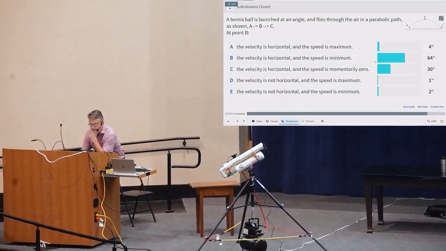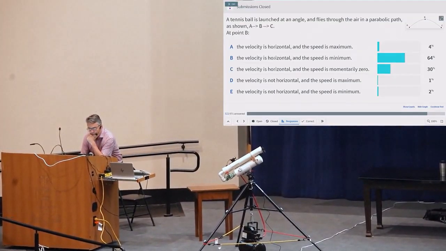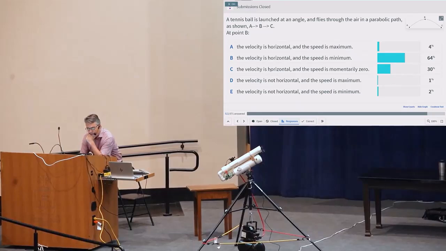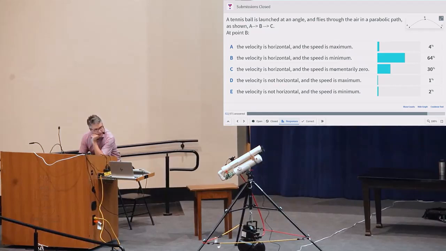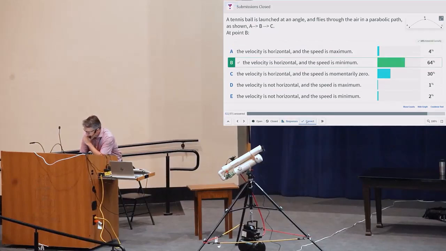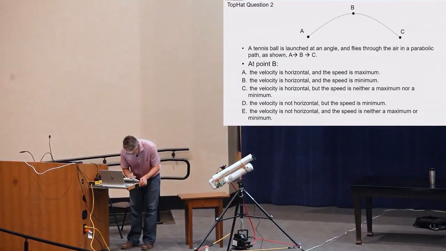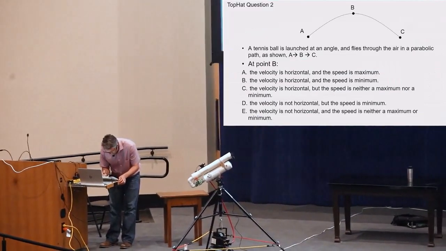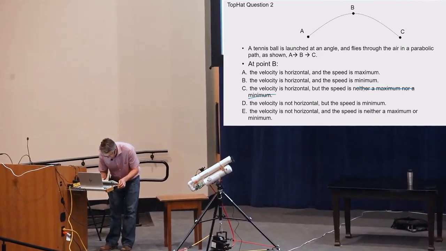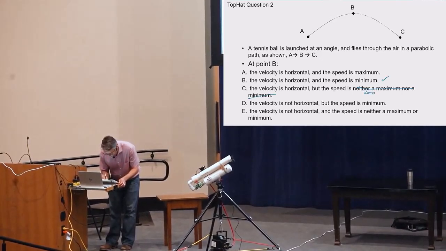So it's sort of between B and C. Velocity is horizontal, speed is minimum. Velocity is horizontal, and speed is momentarily 0. That's different than what it says on the screen over there. Sorry. Well, anyways, the answer is B that I was looking for. So anyway, the speed's not 0. That's my point. And this is the thing.